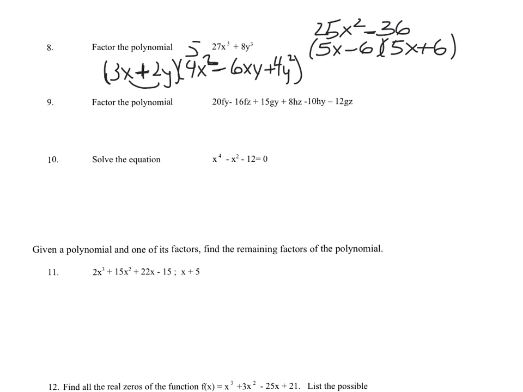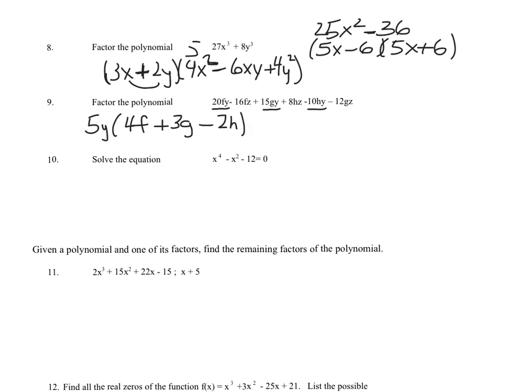In number 9, we have more than 4 terms. So our only option is to group this. And what I'm going to do is group the terms that have a y in them. And I could take out a 5y. That would leave me with 4f plus 3g minus 2h.